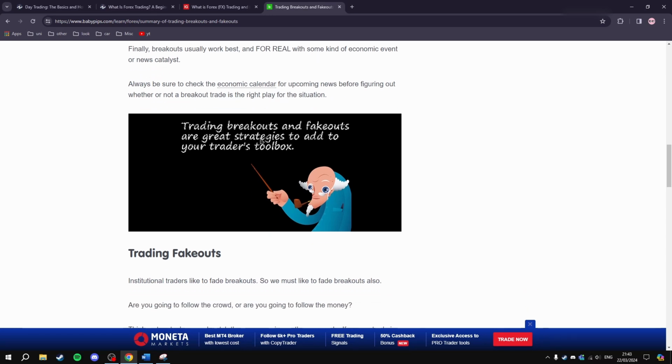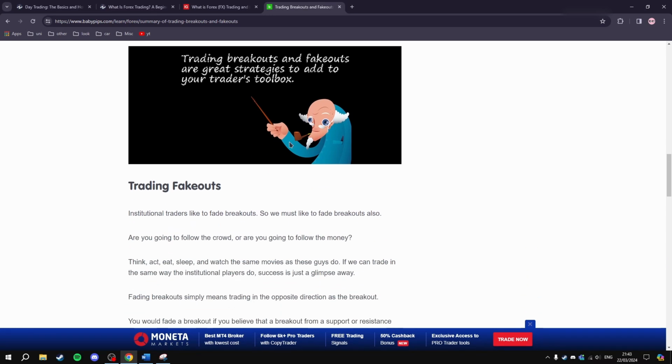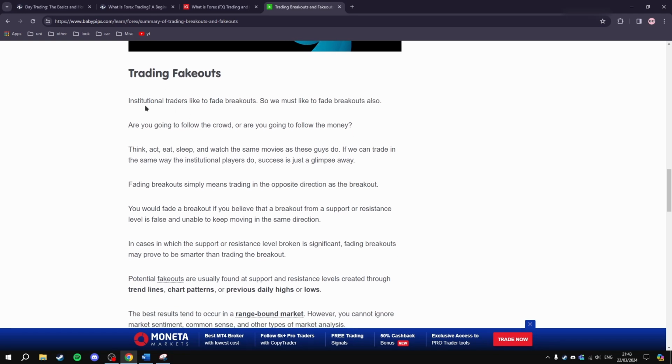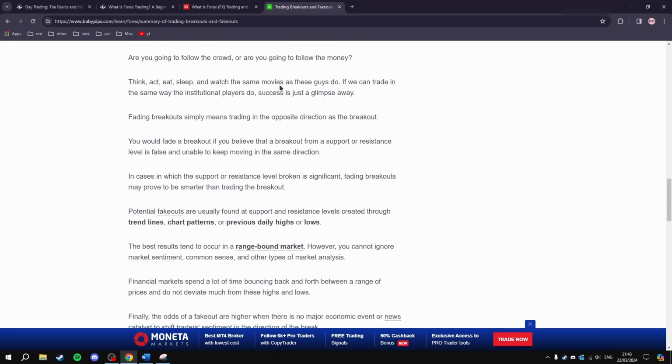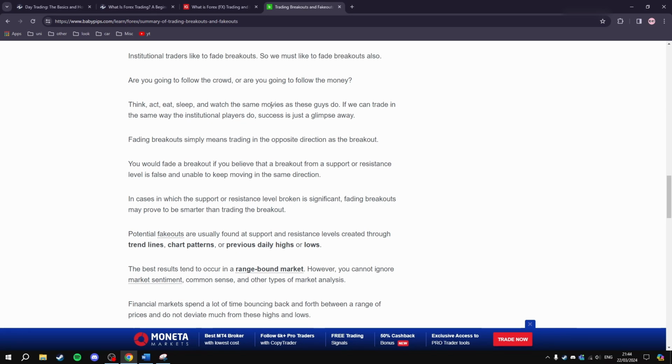Trading breakouts and fakeouts are great strategies to add to your trader's toolbox. Trading fakeouts: institutional traders like to fade breakouts, so we must like to fade breakouts also. Are you going to follow the crowd or are you going to follow the money? If we can trade in the same way the institutional players do, success is just a glimpse away.